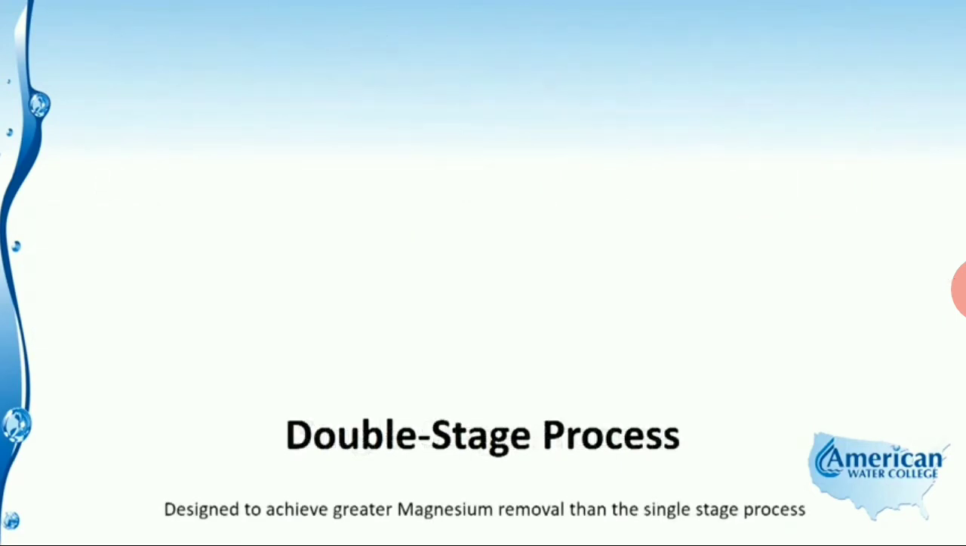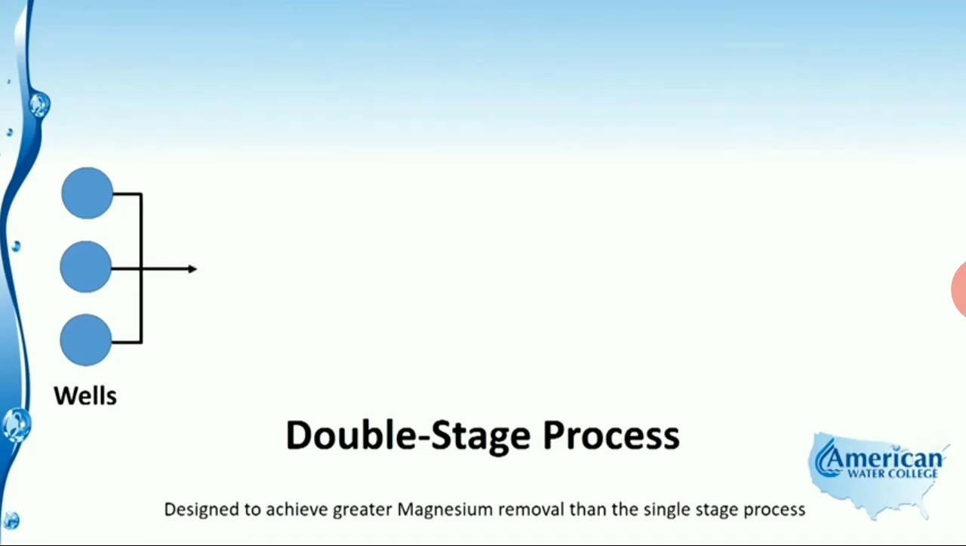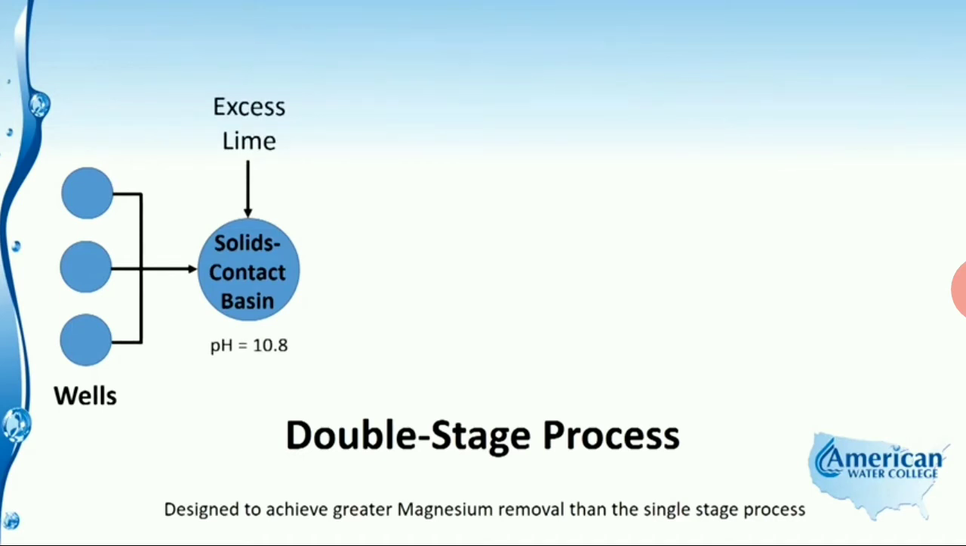For our example here, we're going to take some groundwater from multiple wells and send them to the treatment plant. Because this groundwater is too hard, we're going to send it through a double-stage process. So the first part of the process is we send it to a solids contact basin where we add excess lime. Again, because we're trying to remove magnesium, we're going to add extra lime to get the pH up to 10.8 or thereabouts, anywhere over 10.6, to get the magnesium to precipitate out.